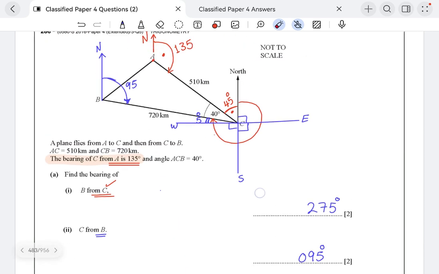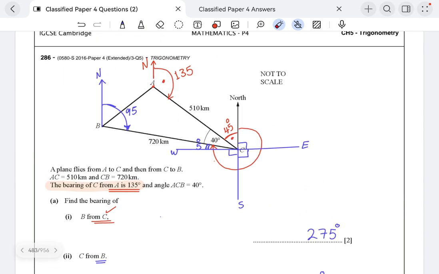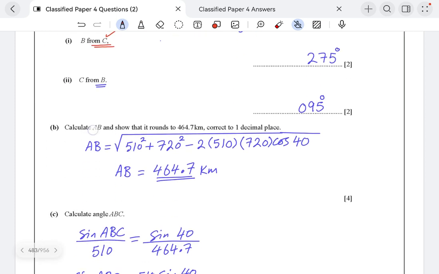The next question is to find the size of angle ABC. Where is ABC? They mean this angle here. It's unknown. How can we find it? This angle is opposite to this side, and this angle here, 40, is opposite to this side. But do we know the length of AB? Yes, the value of AB is 464.7.